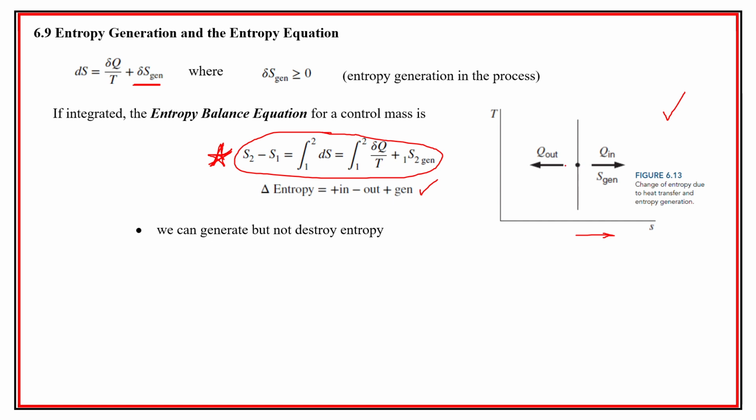The only way we can go backwards left is if we take heat out, right? And it's negative because the heat is leaving. So by definition, that's why it's negative. So the only way we can go to the left is if we take heat out. Rules, things that were highlighted in the text that I wanted you to really hone in on: we can generate, but we can't destroy entropy. And you want to compare that to energy, where you can't create or destroy energy, but you can create entropy. But like energy, you can't destroy it either.